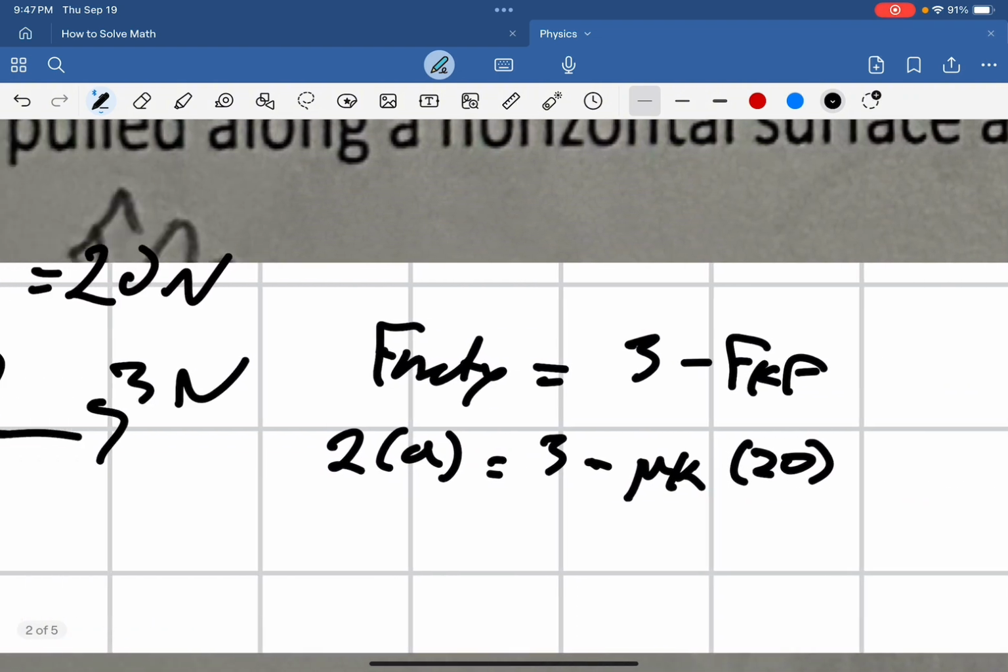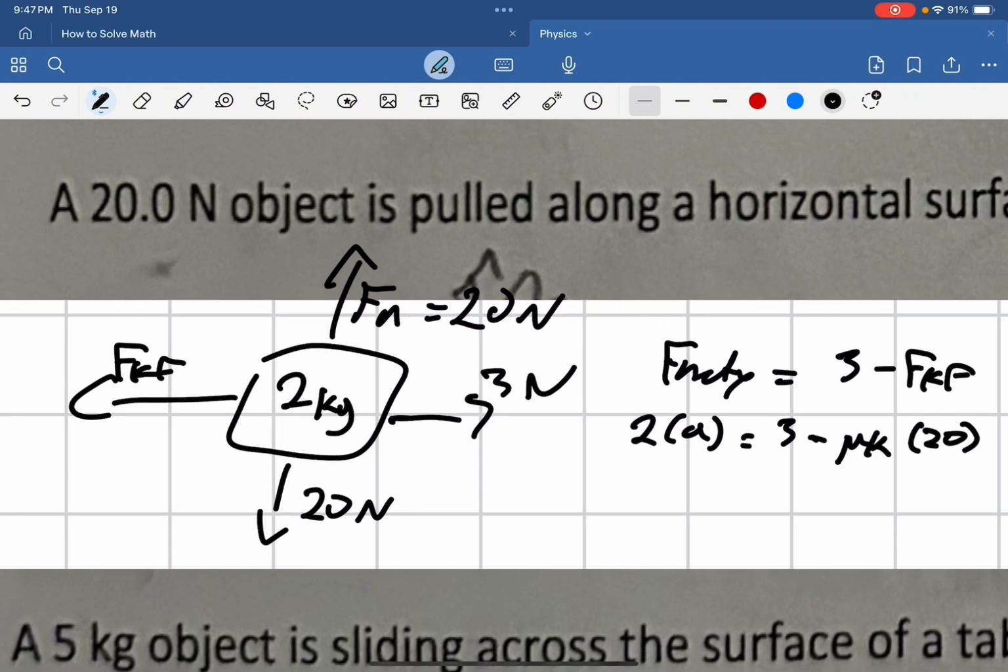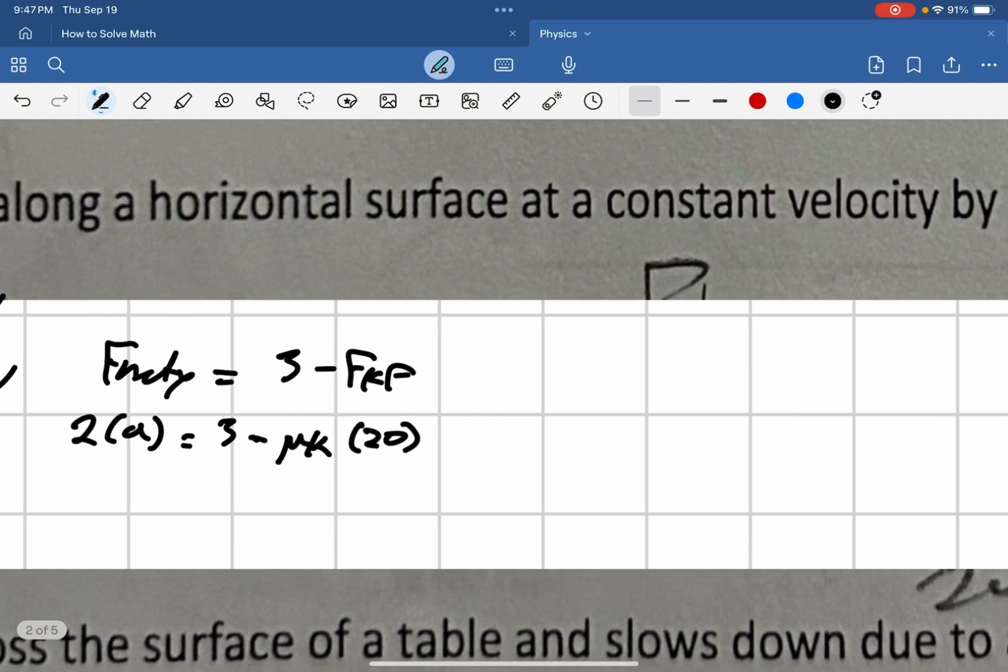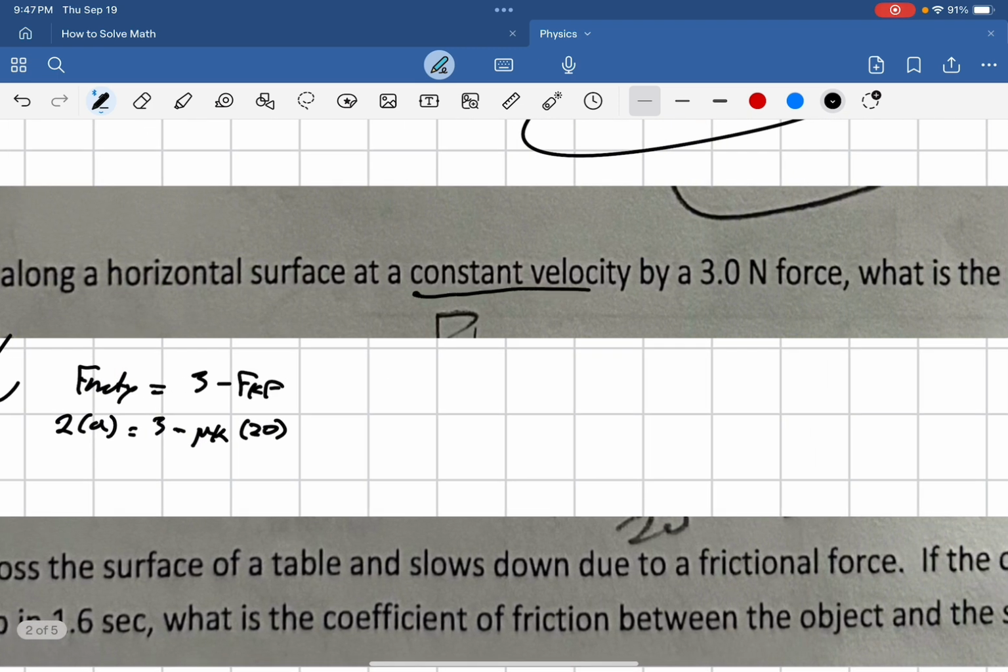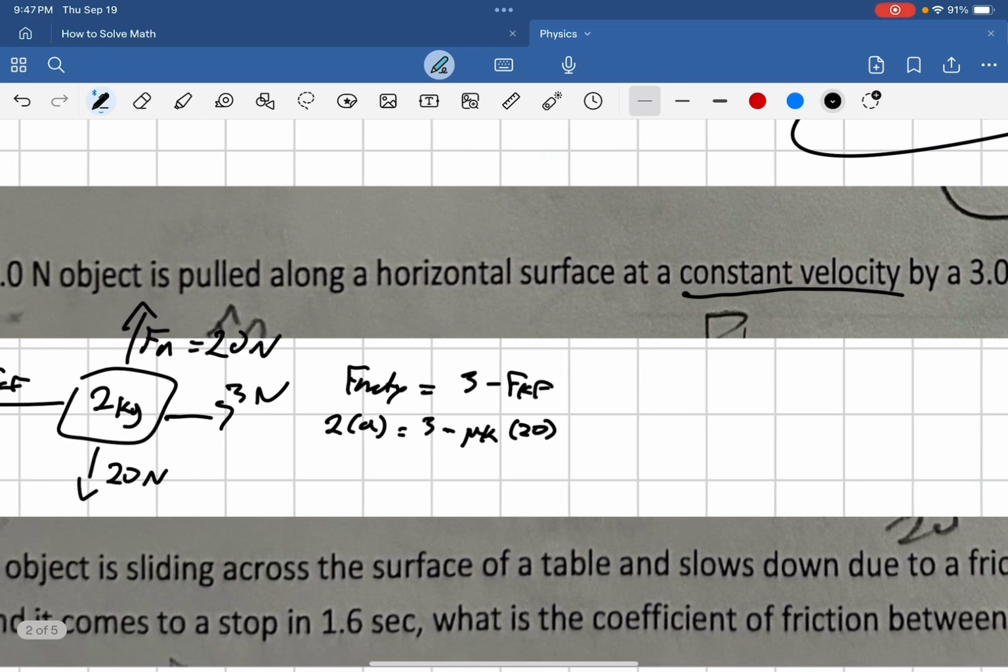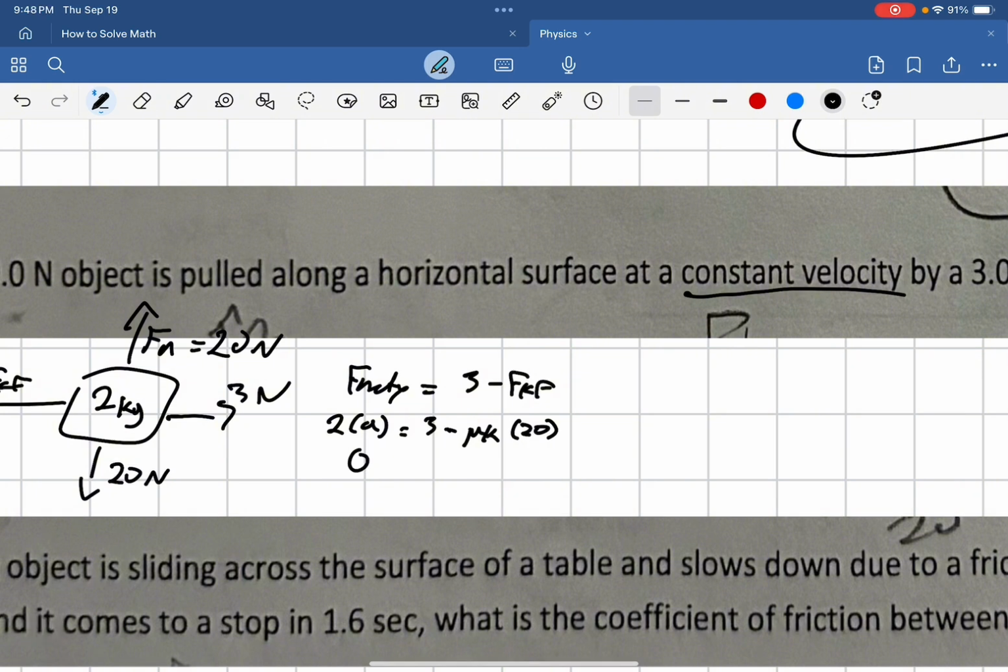How do we solve for acceleration? Let me look at my packet again. Oh, it's 0, because it's being pulled at a constant velocity, and when you have a constant velocity, the acceleration is going to be 0. So 0 is equal to 3 minus uk 20.